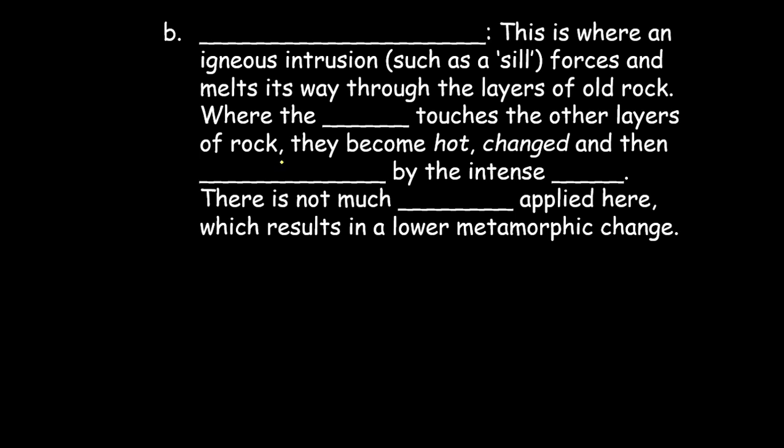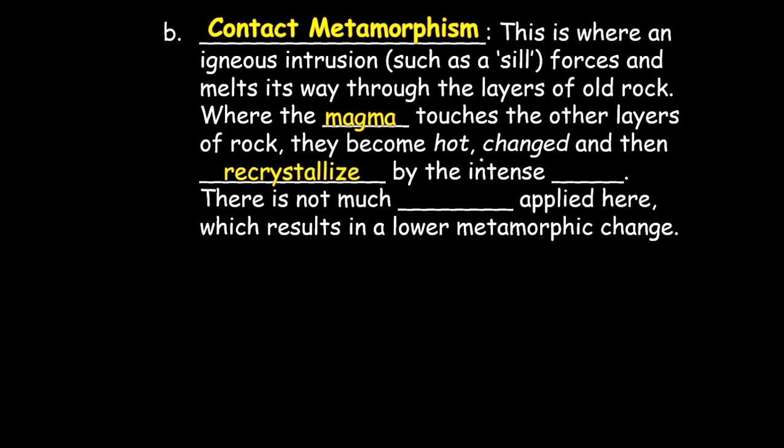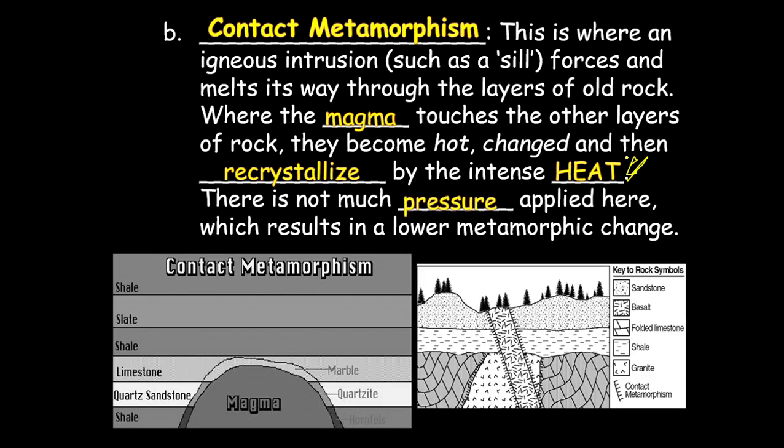Right? The second type of metamorphism is known as contact metamorphism. Right? Contact means that you have touching. Right? So this occurs where you have an igneous intrusion. Right? The igneous intrusion is going to force and melt its way through other layers of rock. Now, where that magma touches the other layers, they're going to become hot. They will then change and recrystallize by the intense heat. Notice, just heat, no pressure. There is not much pressure applied here, right? So this is a lesser or a lower grade of change.